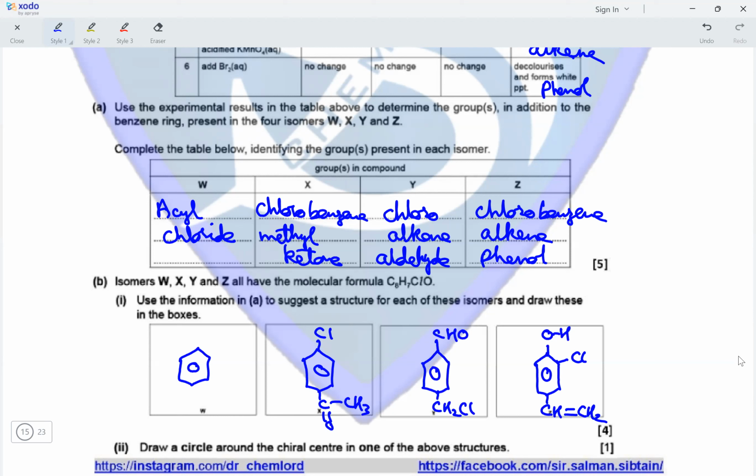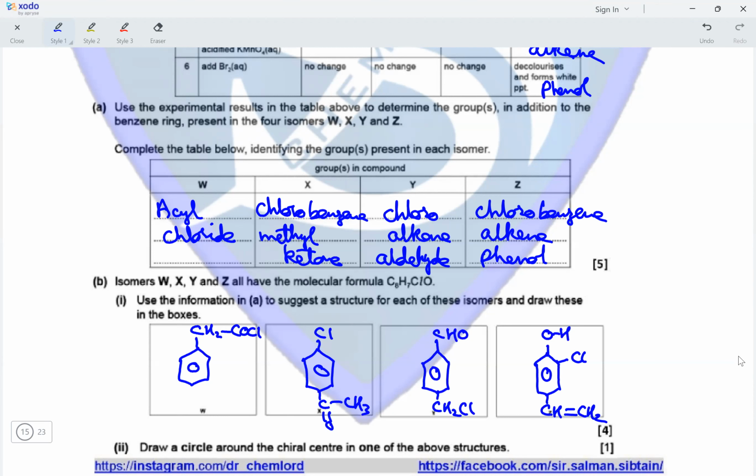And then we have structure W with the least bit of information. So structure W is an acyl chloride, not an aryl chloride. So that would mean that it would be bonded to CH2, which would be bonded to COCl group. So that would complete the four structures.